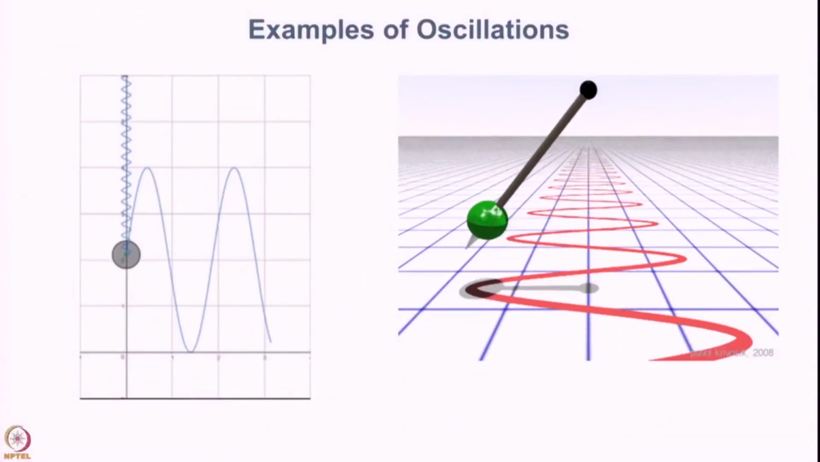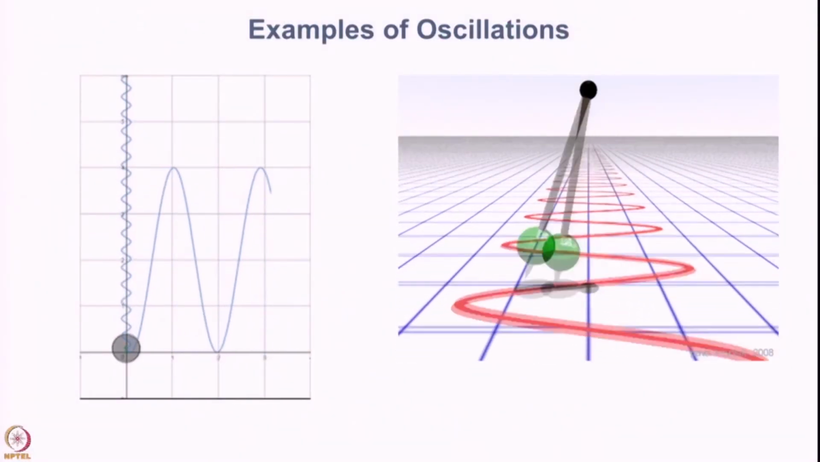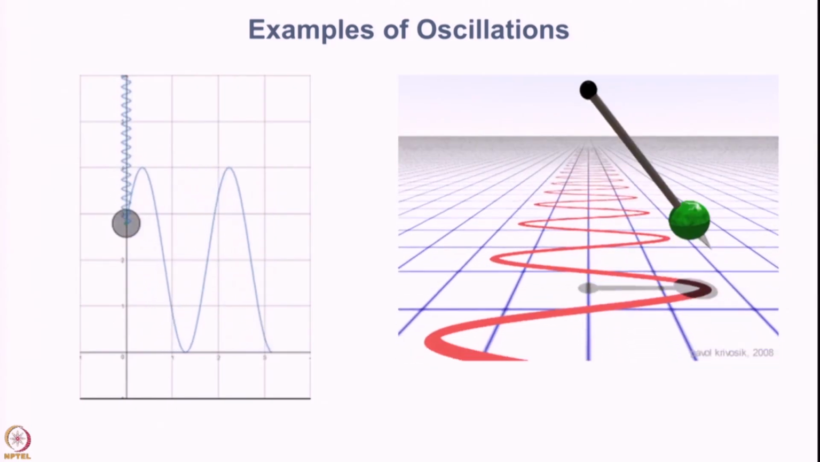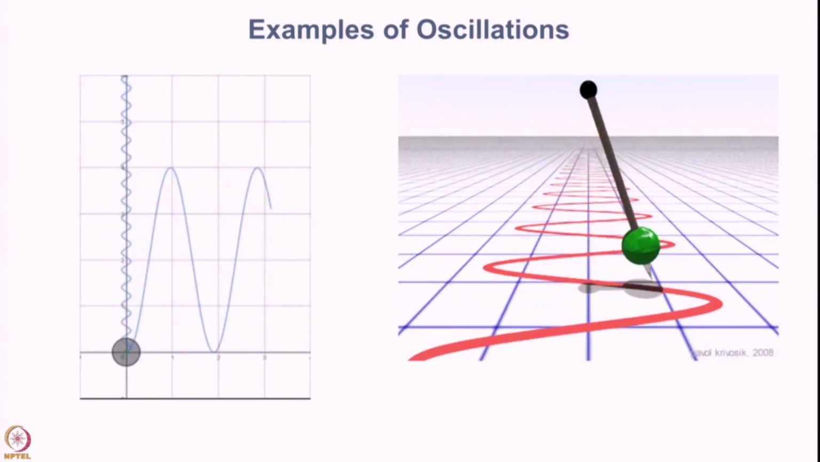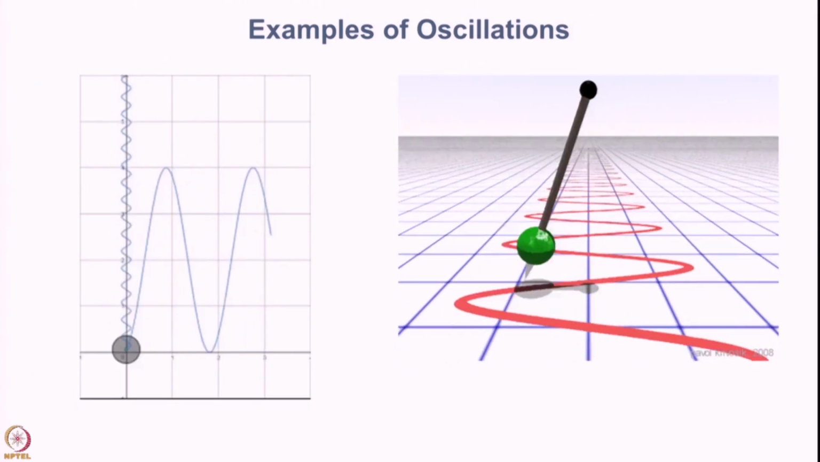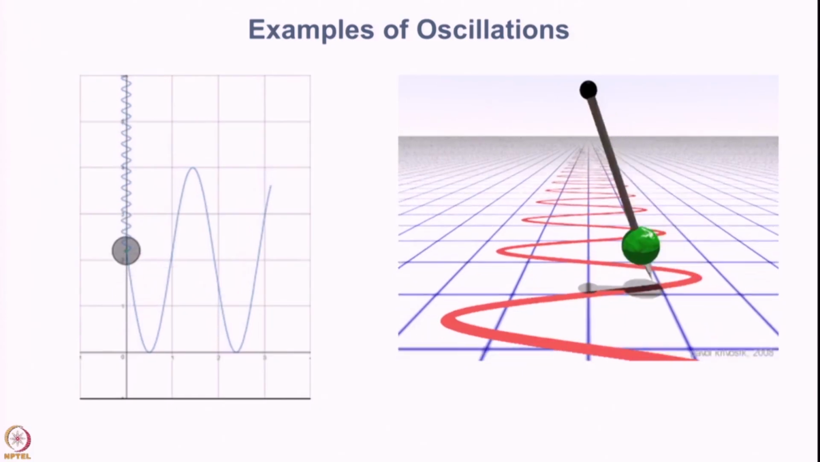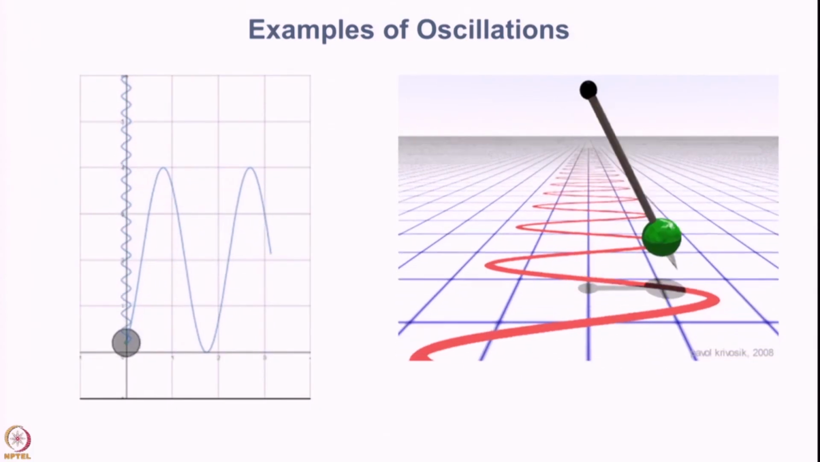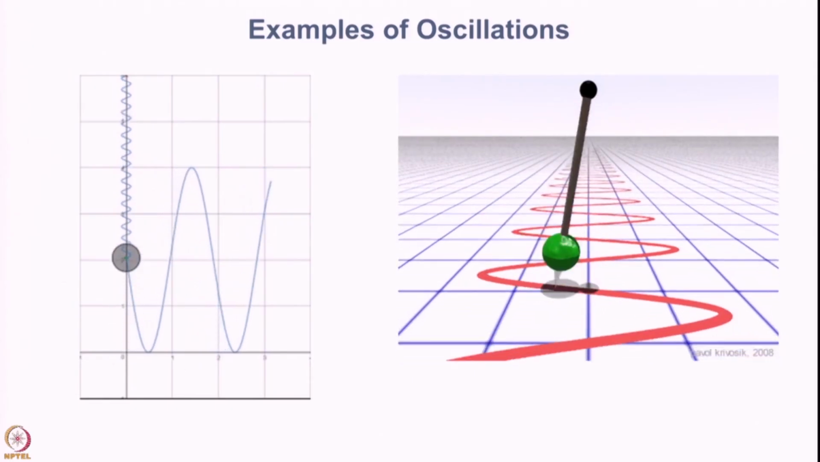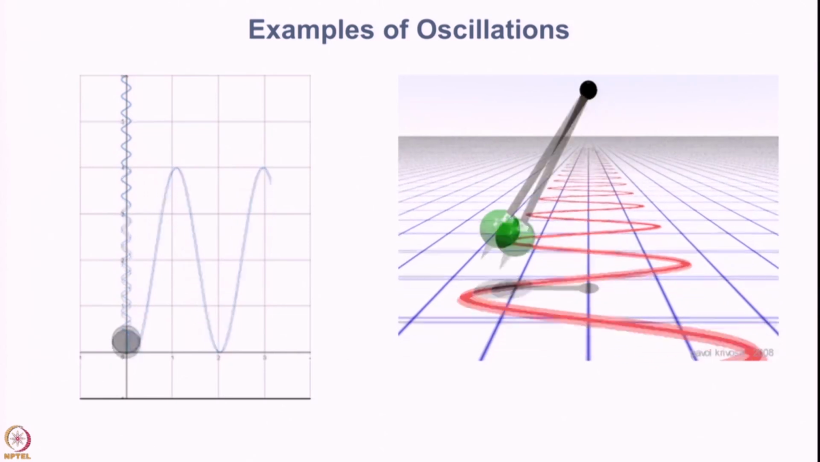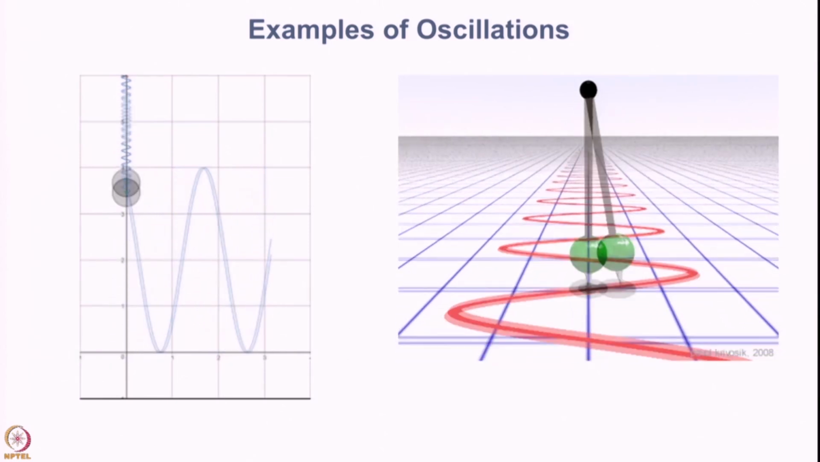Here is an example of oscillations in mechanical systems. The first one is a simple spring balance, and on the right side you see a simple pendulum. In both these systems, as you can see, there is no friction and the system is oscillating about its mean value. In the case of the simple pendulum, it is oscillating about its mean or resting position.